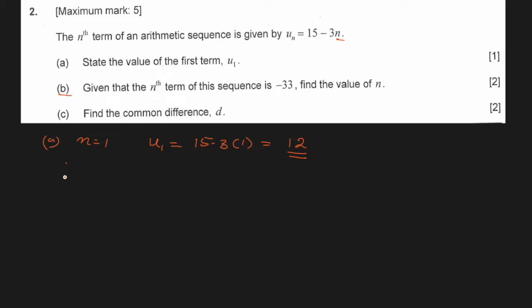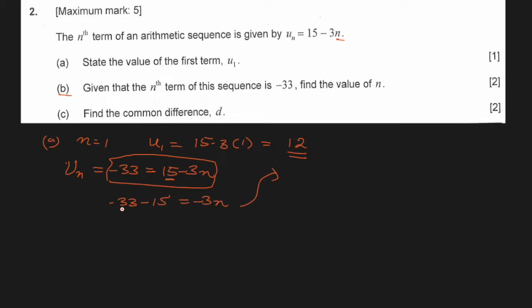B, given that the nth term u_n of the sequence is minus 33, find the value of n. Make it equal to 15 minus 3n and solve this equation. So minus 33 minus 15, this 15 also taken to the left side, equals negative 3n. Please mind, we can't use a calculator in this case. So negative 33 minus 15 will be negative 48 equals negative 3n. Divide both sides by negative 3. So here negative 3 cancels, and negative 48 over negative 3 will be positive 16.